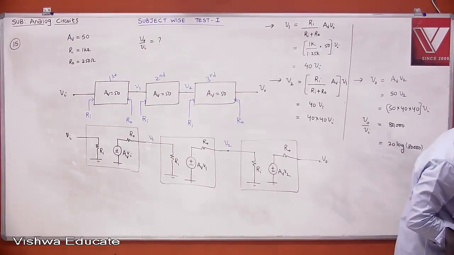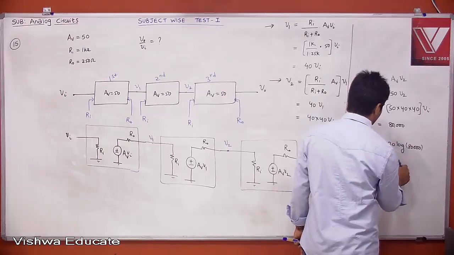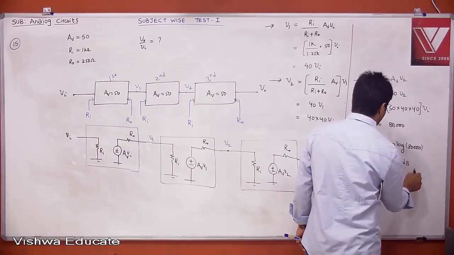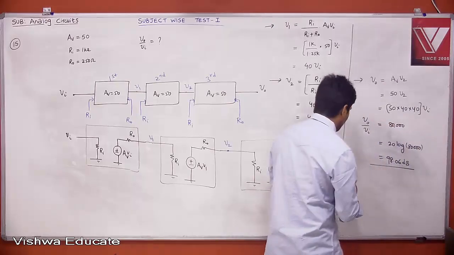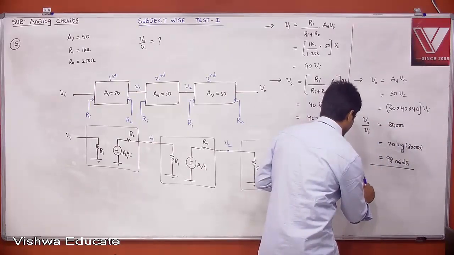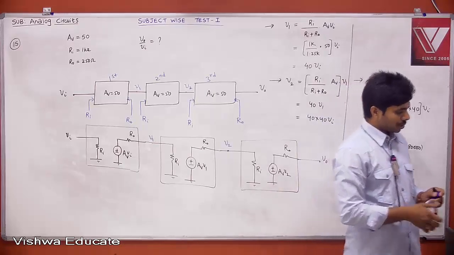20 log 80,000 is 98.06 dB. Therefore what is the answer? Surely C. Therefore the answer is C. I hope everybody understood, right?